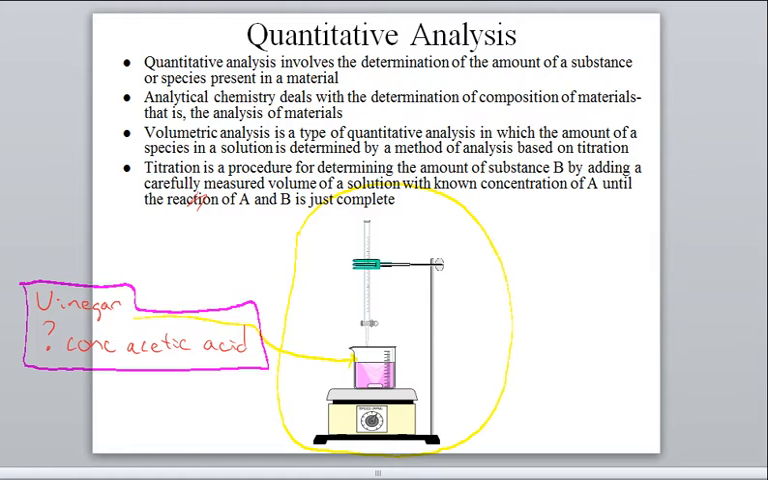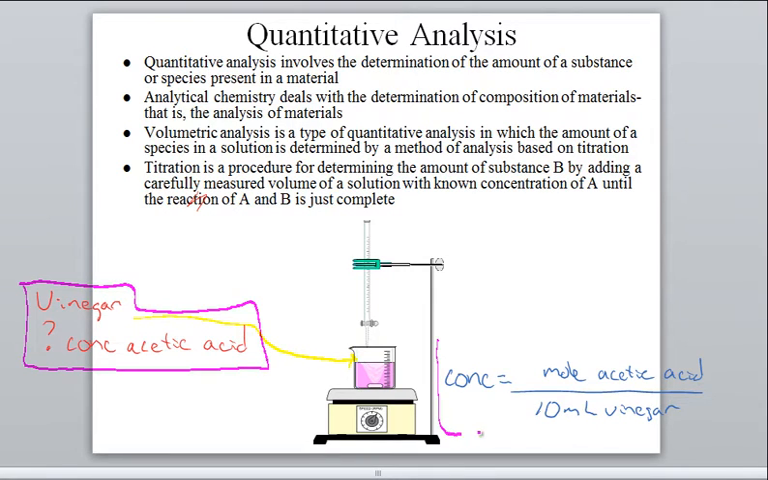When we do it in the laboratory, we're going to put exactly 10 milliliters of vinegar into that beaker. So if we're going to do concentration, if we knew how many moles of acetic acid were there in that 10 milliliters, we could get concentration. Concentration is how much solute per solution. We know the 10 milliliters. Our only question experimentally is how many moles are in there.